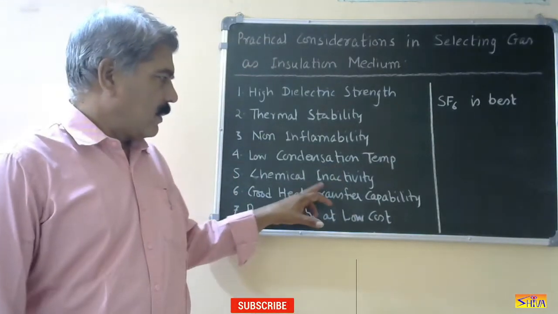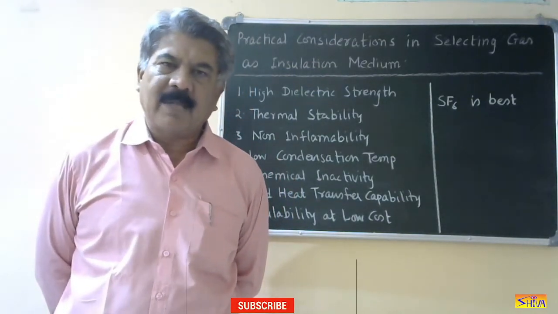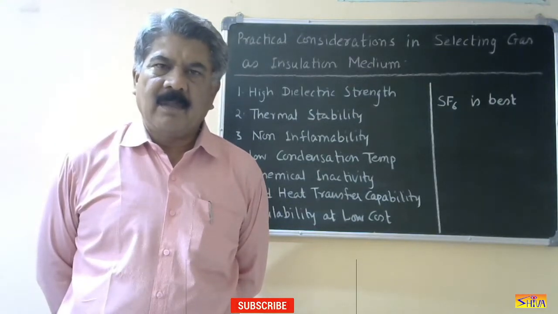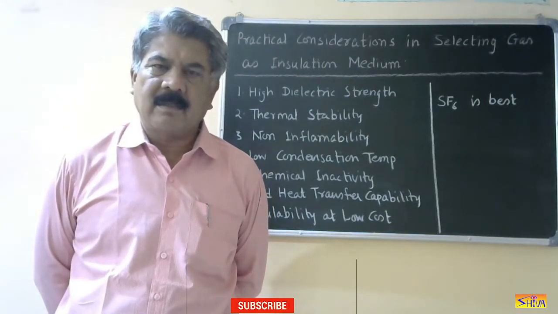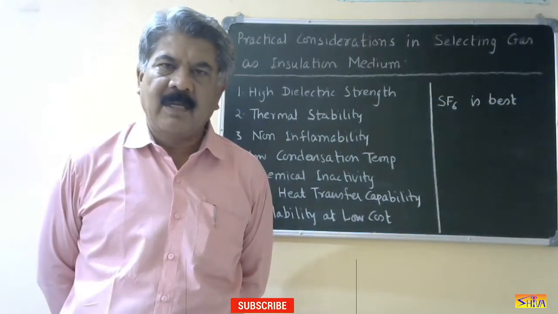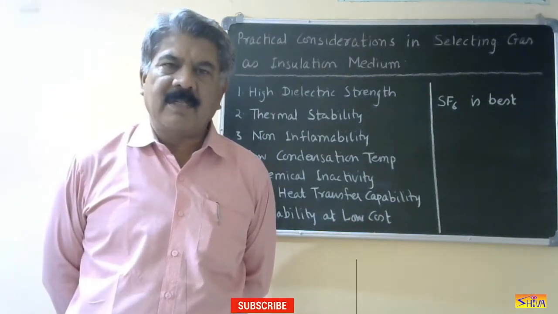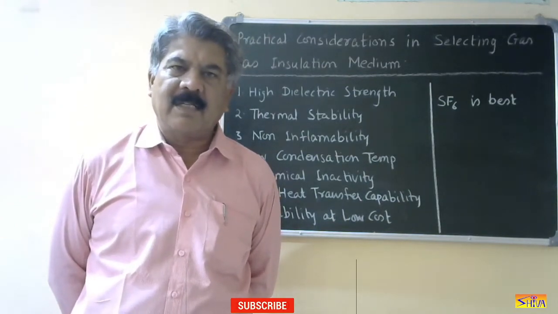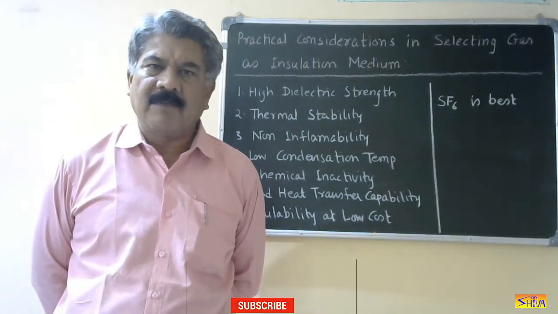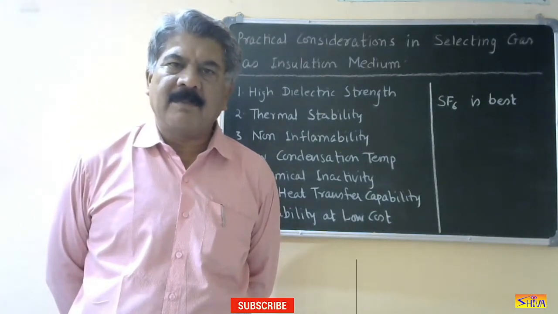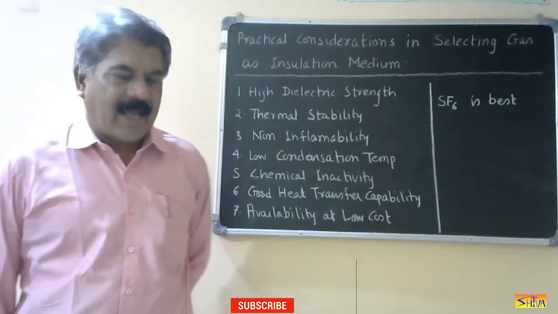Next is chemical inactivity. When in service, it gets heated. At the same time, it is in contact with the insulation of the winding. In case of transformer, it is in contact with the metallic parts, with the body of the transformer. In case of circuit breaker, it is in contact with the electrodes. So if it is in contact with the metallic part as well as insulation, then it should not form some chemical byproducts with time. Otherwise, it will hamper the insulating property as well as cooling property of the gas.